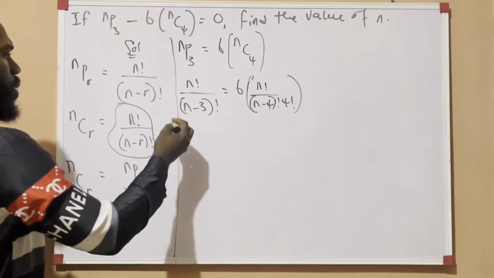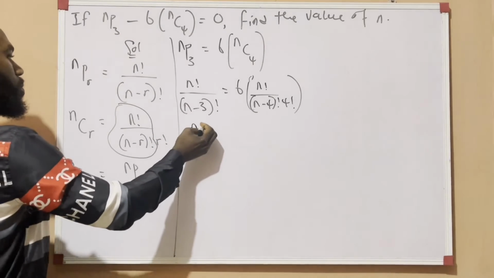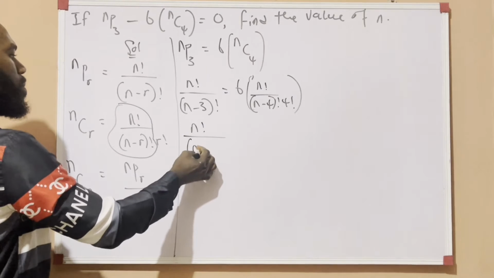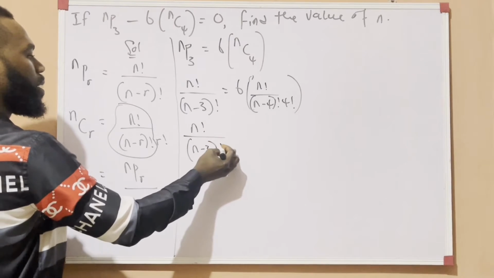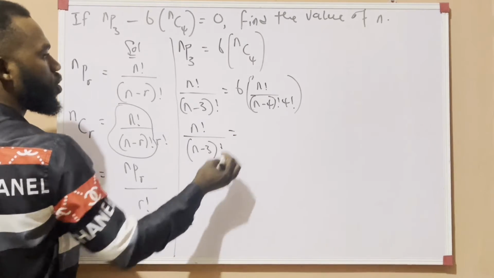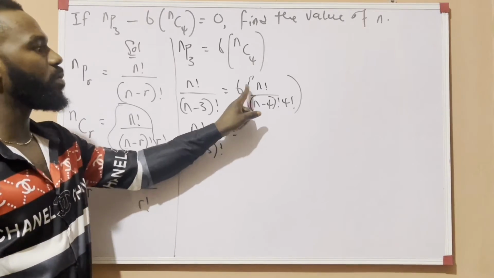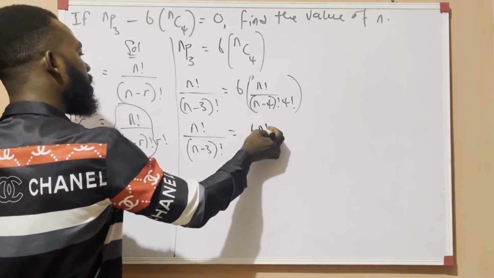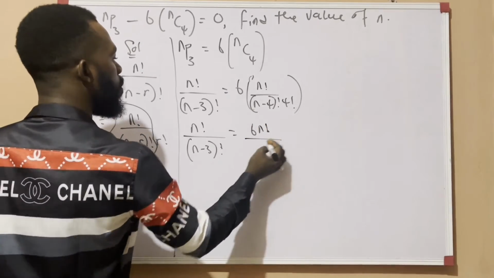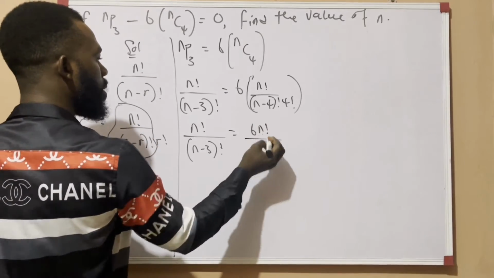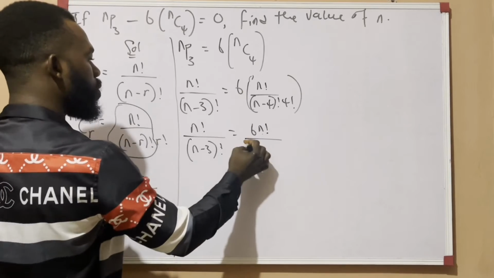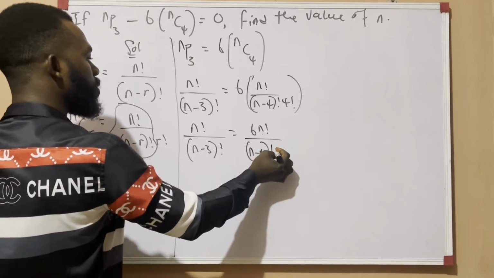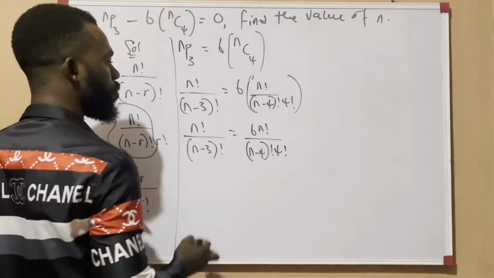Now, here becomes n factorial over n minus 3 factorial, equal to, if we open the bracket, 6 multiplied by n factorial gives us 6n factorial over the denominator n minus 4 factorial, 4 factorial.